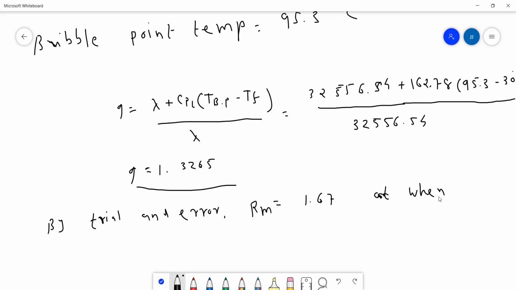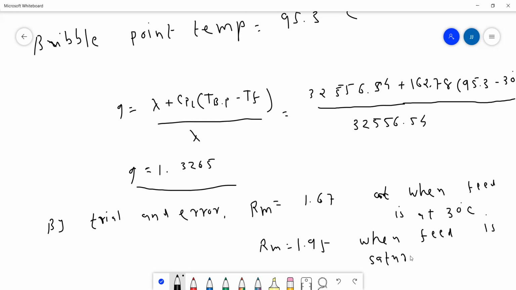When feed is at 30 degrees centigrade, Rm is equal to 1.67. We already determined Rm is equal to 1.95 when feed is a saturated liquid. So this is the end of this problem.